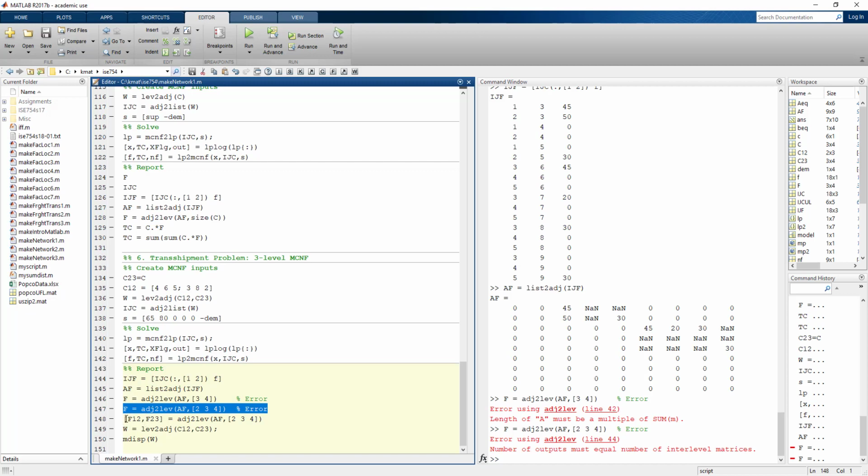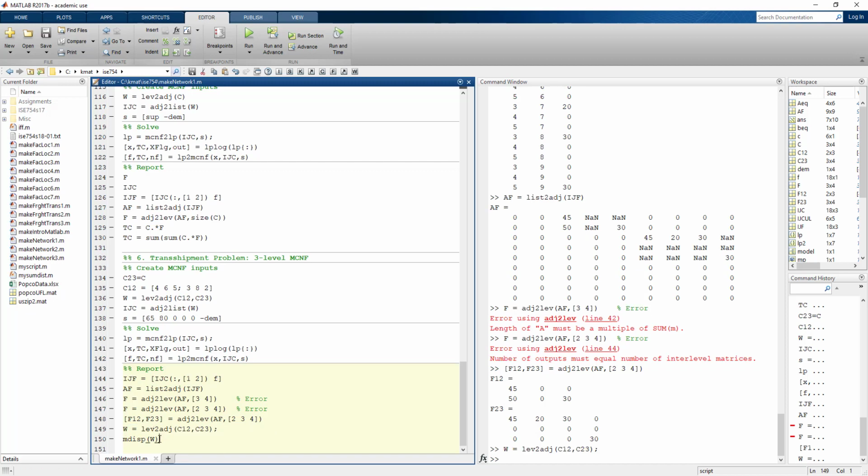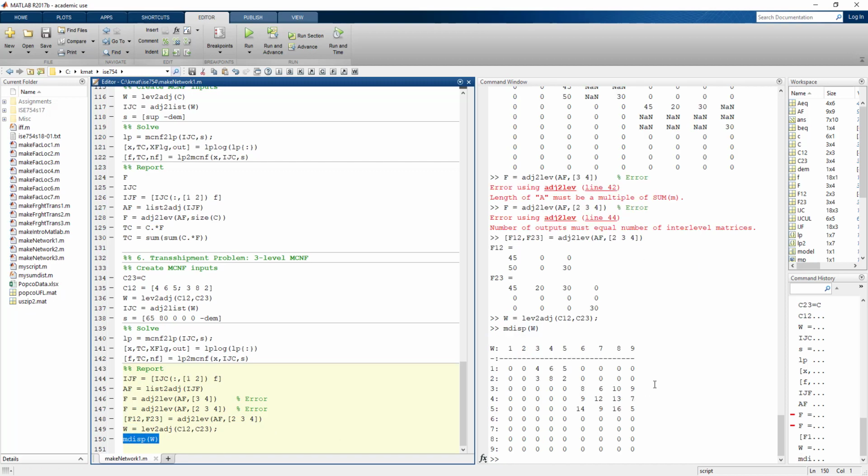Essentially, what we want is to assign 2 output arguments. The first are the flows from level 1 to 2, and then the second is the flow from level 2 to 3. So the first is a 2 by 3 and then a 3 by 4. And with that, we can then display the underlying information in terms of the cost. Same thing we do here where we specify these 2 input arguments.